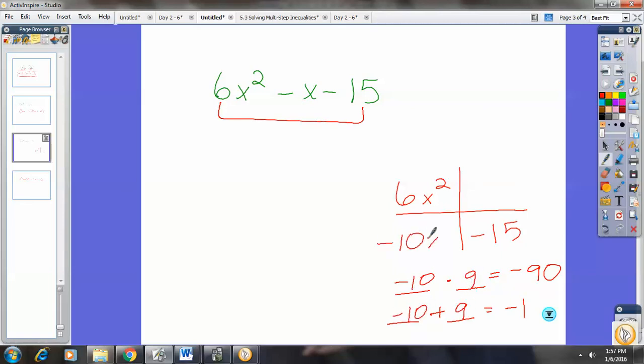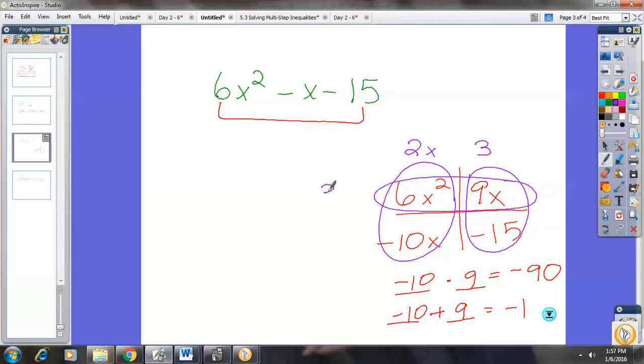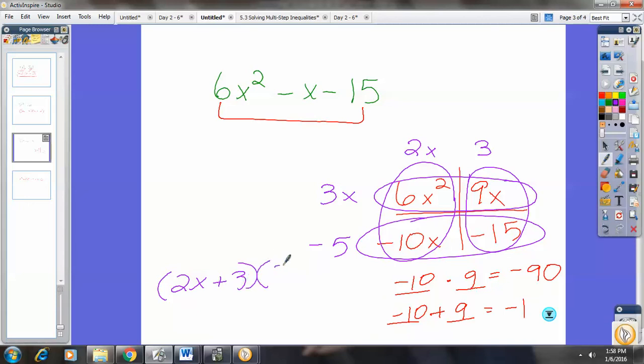So negative 10x. We have 9x. Now we will find the greatest common factor in each column and in each row. In the first column, what is the greatest common factor? 2x. Second column, 3. First row, 3x. Second row, negative 5. So 2x plus 3, and we have 3x minus 5.